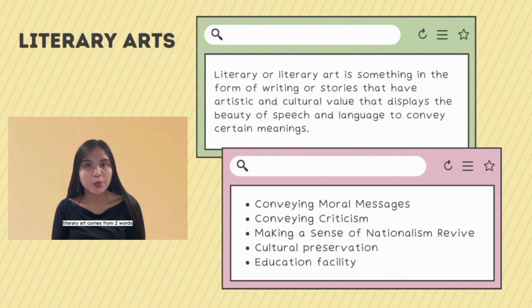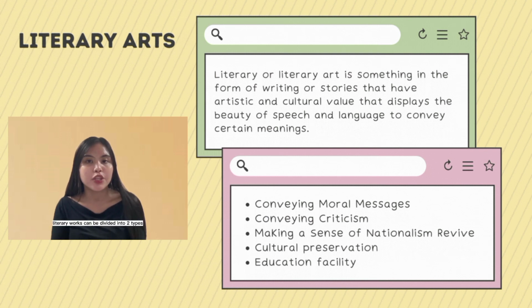Literary art comes from 2 words, namely art and literature. Art means the expression of human feelings that have beauty value, while literature is an absorption word that comes from Sanskrit, which means guidance or order in the form of text or voice. So it can be concluded that literary art is actually a writing or story that comes from the expression of human feelings that have beauty values. Literary arts is something in the form of writing or stories that have artistic and cultural value that displays the beauty of speech and language to convey certain meanings.